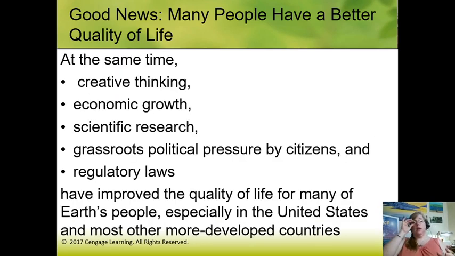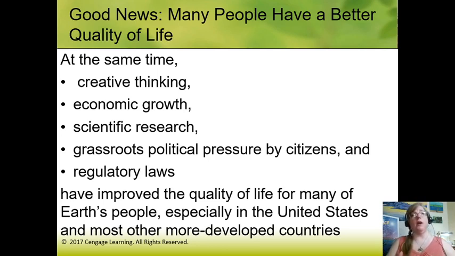So with our better quality of life, we have creative thinking, economic growth, scientific research, a lot of grassroots political pressure by citizens, and regulatory laws trying to push towards reform, trying to make things better. All of these things together have improved the quality of life for many, many of the Earth's people, especially in the U.S. and the other more developed countries.